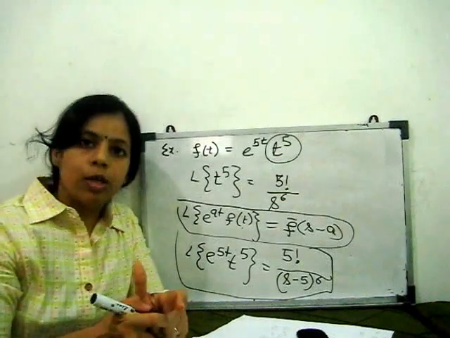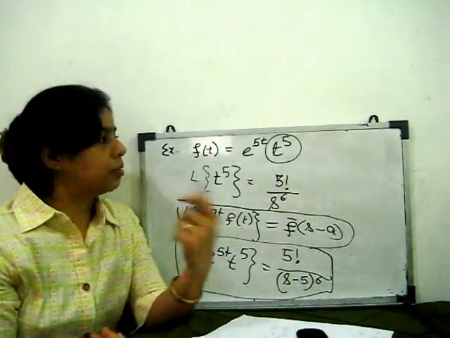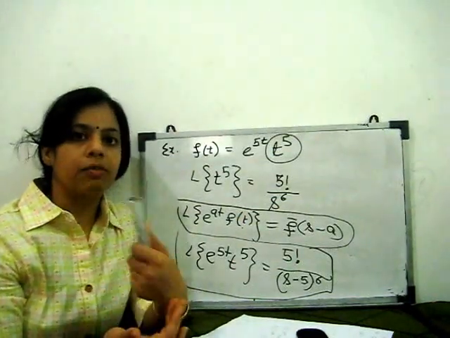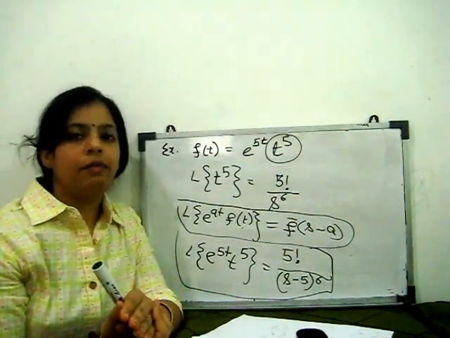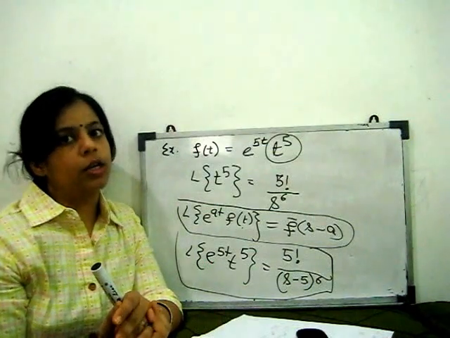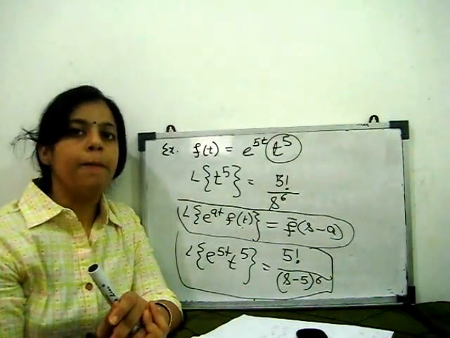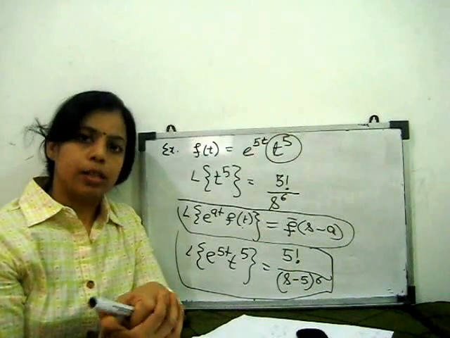Clear? So this is how we use the first shifting property. Similarly, the first shifting property works with sine, with the exponential function itself, and many more. Anywhere e to the power is multiplied, you can use this first shifting property to solve the question.